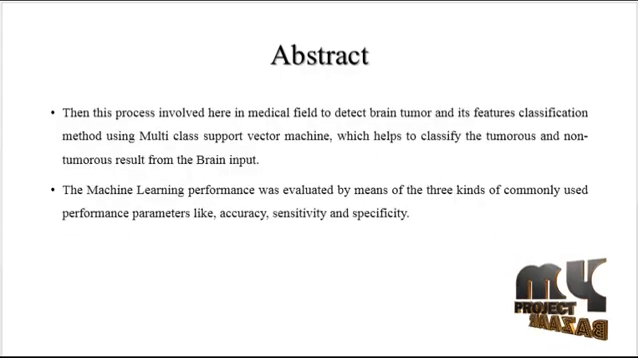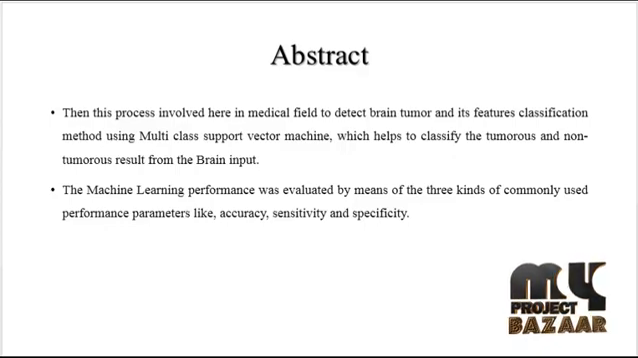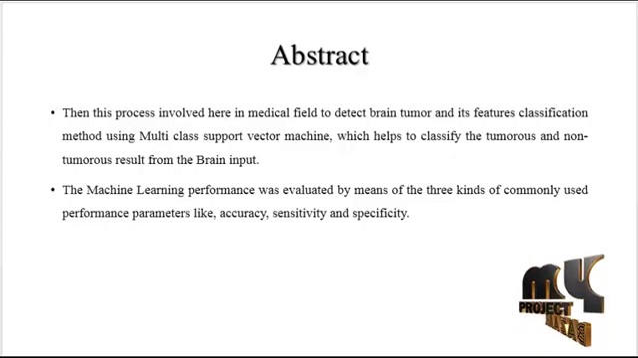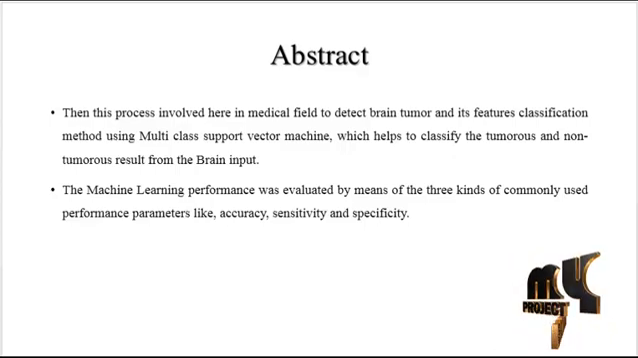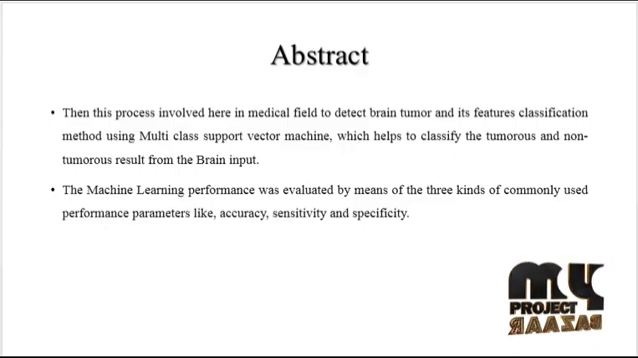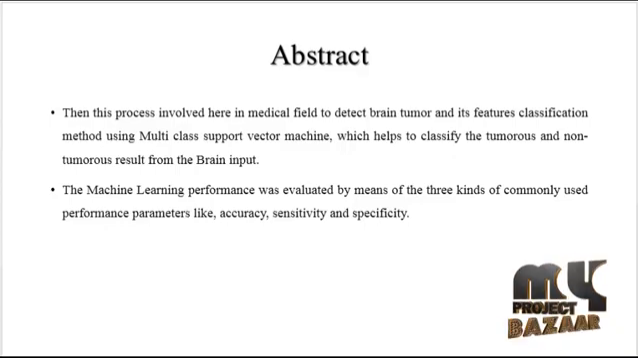This process is used in the medical field to detect brain tumors, and its feature classification method uses a multi-class support vector machine classifier, which helps to classify tumorous and non-tumorous results from the brain input. The machine learning performance was evaluated by three commonly used performance parameters: accuracy, sensitivity and specificity. By using these three parameters, we can justify whether our process is efficient or not.